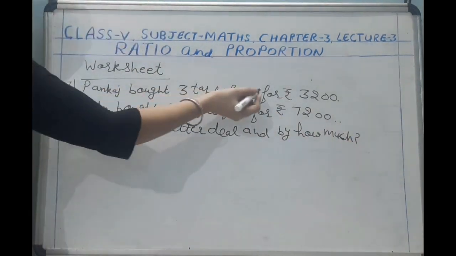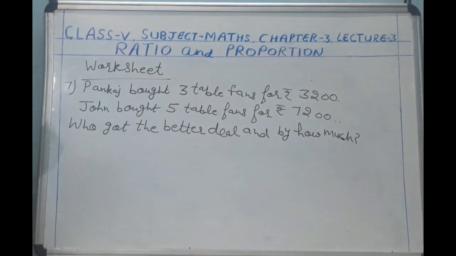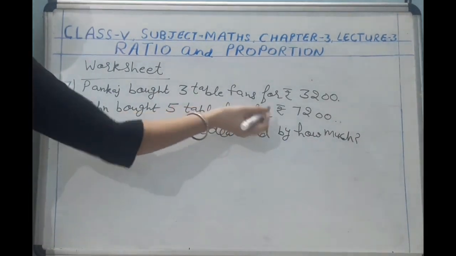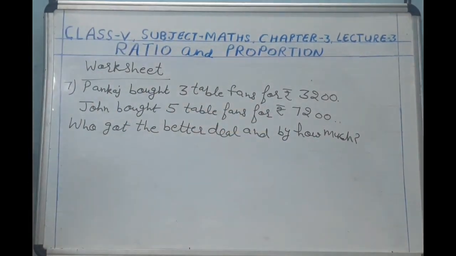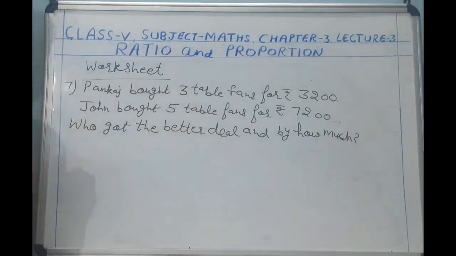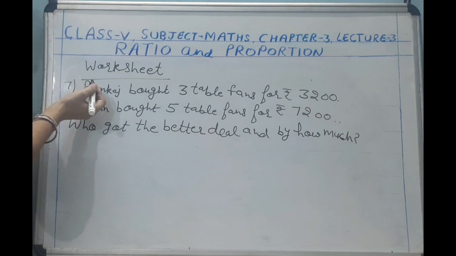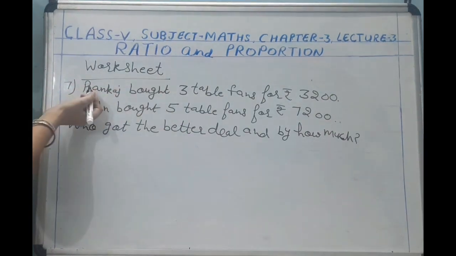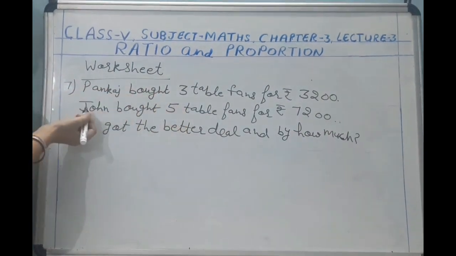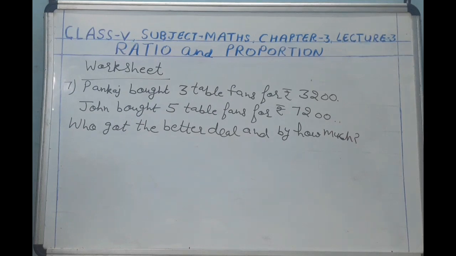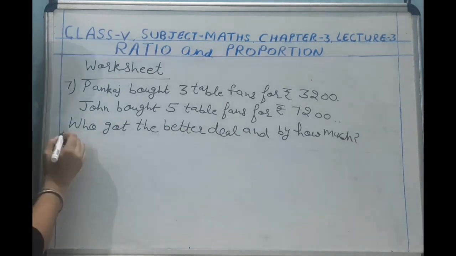पंकज ने 3 टेबल फैंस परचेज किए ₹3,200 के। जॉन ने 5 टेबल फैंस परचेज किए ₹7,200 के। आपको बताना है हु गॉट द बेटर डील। बेटर डील निकालने के लिए आप पहले 1 टेबल फैन की कॉस्ट निकालेंगे, the fan which is purchased by Pankaj, and cost of 1 table fan purchased by John. After that we can do comparison, right? So let's start solution.